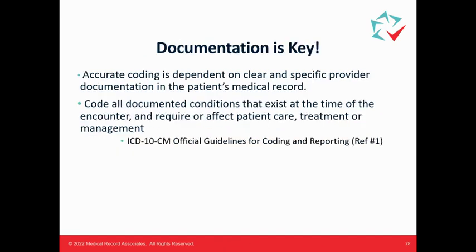Documentation is key, like in everything we do from a coding perspective. Accurate coding is dependent on clear and specific provider documentation of the patient's medical record. Done and done, okay? We've got to be able to see it in the chart to be able to code it, and we can't do creative coding and put things in that we don't see. We do need to code all documented conditions that exist at the time of the encounter and require or affect patient care, treatment, or management. And that's straight out of the ICD-10 official coding guidelines. And again, that's reference number 1.